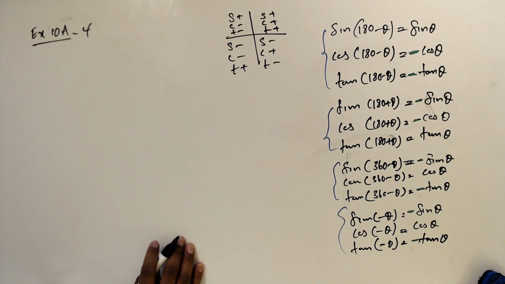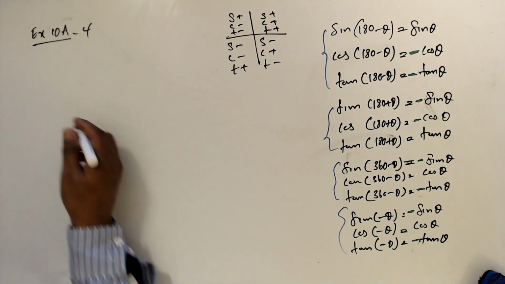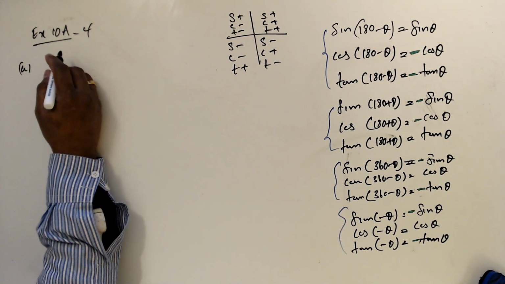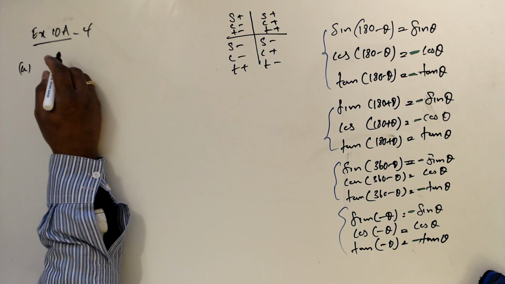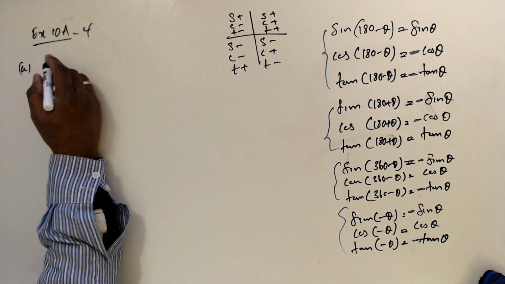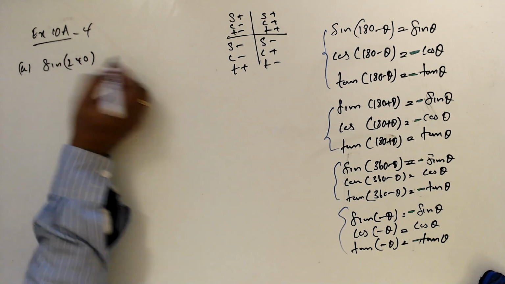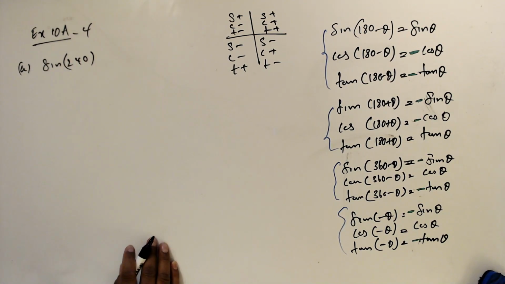Exercise 10, question number 4, part A. So we want to write these ratios using acute angle, sine 240.